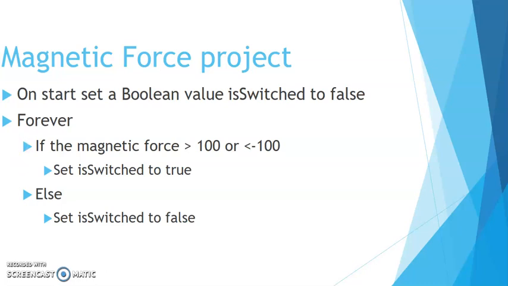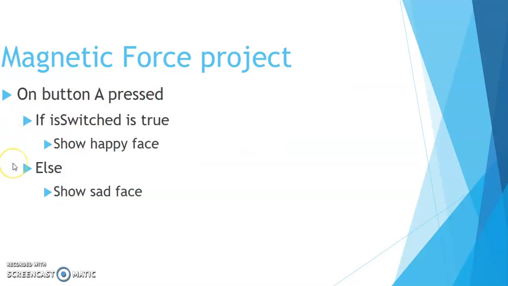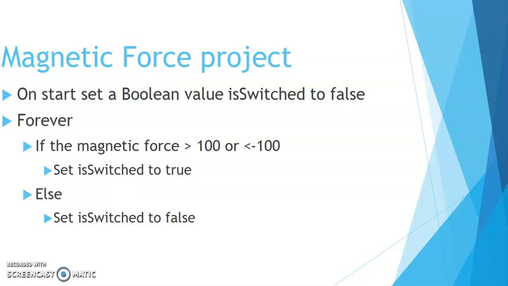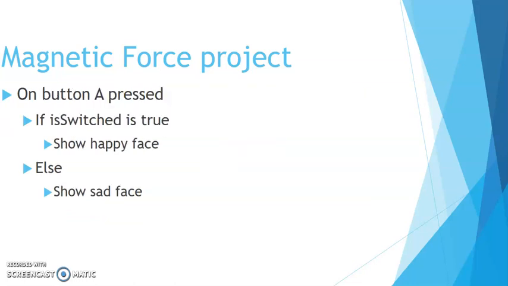And then once we have done that, when the A button is pressed, we check that Boolean variable, and if it has been set to true, we show a happy face, otherwise we show a sad face. So remember, it's set to false at the start. When the A button is pressed, if it's true, and that's if we have moved a magnet over it, then we're going to show a happy face, otherwise we're going to show a sad face.